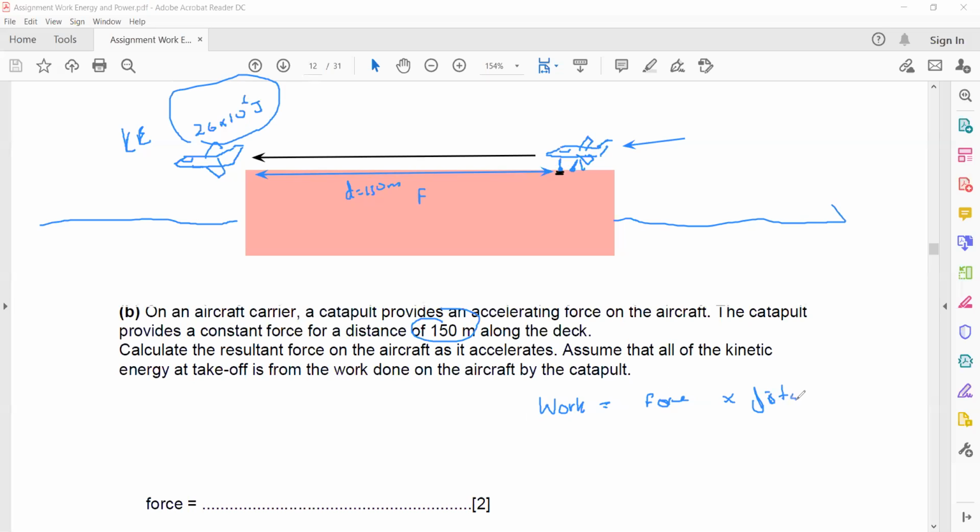So what is the work done on the plane? All that work done is transferred as kinetic energy. So if the kinetic energy is 20 exponent 6, what will be the work done? So the work done is also 20 exponent 6.